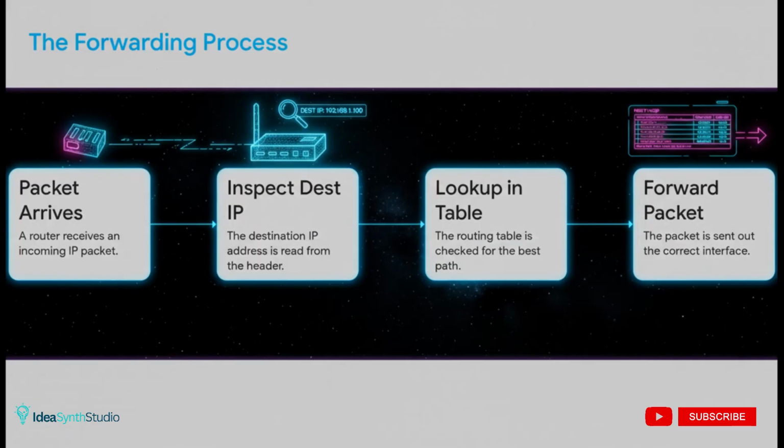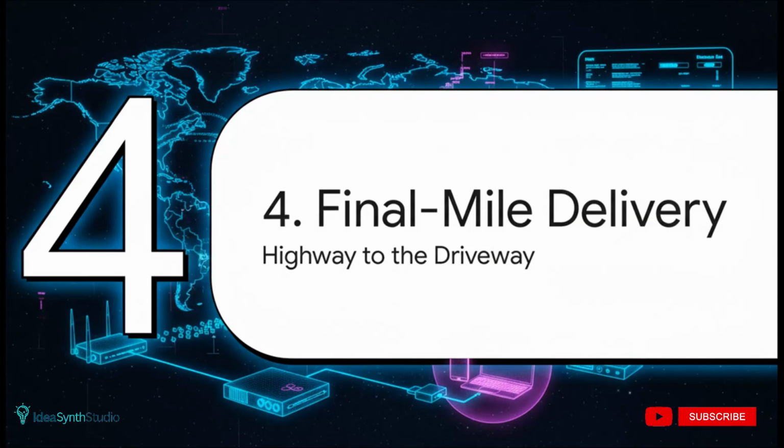So if routing is about building the map, forwarding is the actual turn-by-turn navigation. Every time a packet hits a router, this four-step dance happens in a flash. The router peeks at the destination IP, quickly checks its routing table for the best way to go, and then zips the packet along to the next hop on its trip.